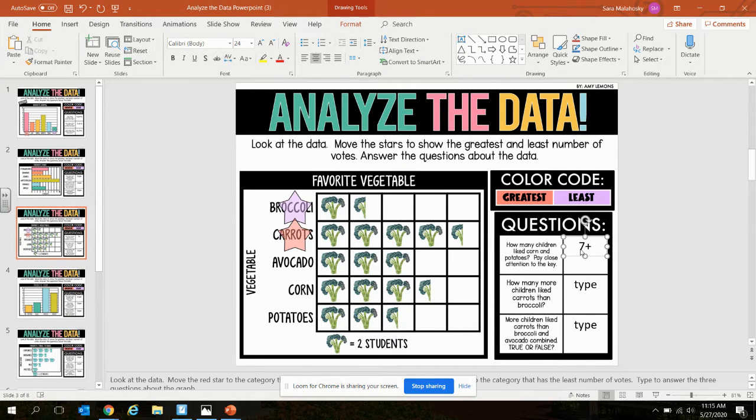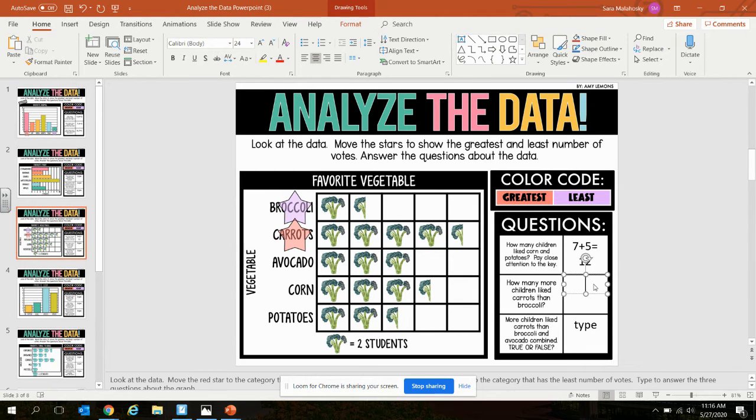7 for corn. Plus potatoes. So we're going to count by 2s again. This means 2, 4. This is only 1. So 2, 4, 5. And 7 plus 5 is 12. So we know 12 children liked corn and potatoes.